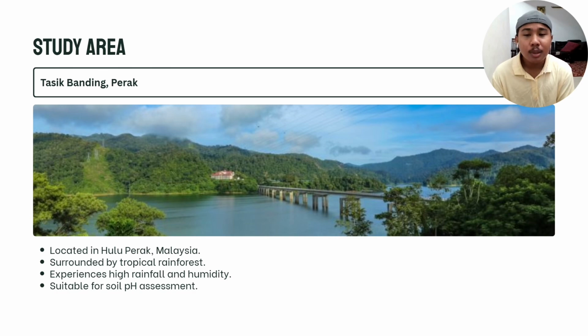So this slide will be about study area. This study was conducted in Tasik Banding, which is located in Hulu Perak, Malaysia. The area is surrounded by tropical rainforest and freshwater ecosystem. Due to its high rainfall and humid climate, Tasik Banding is a suitable location for studying soil acidity.